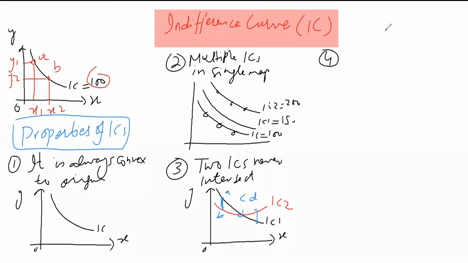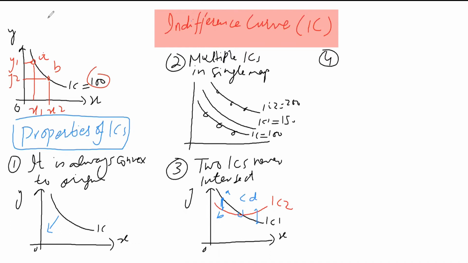Okay, next is the indifference curve and its properties. An indifference curve is a graph which shows different combinations of two products that can be purchased with the given income or budget, and all combinations give an equal level of satisfaction to the consumer.